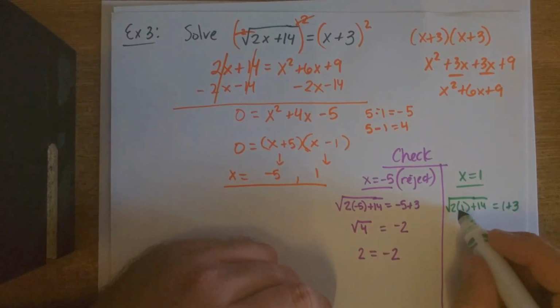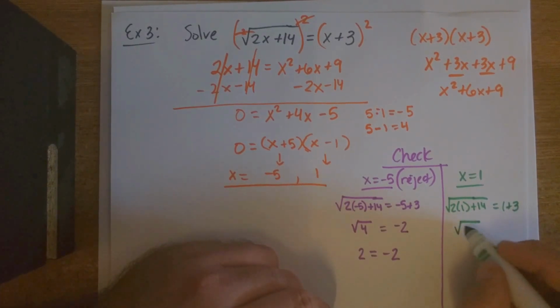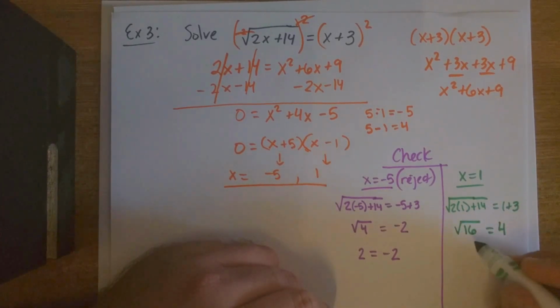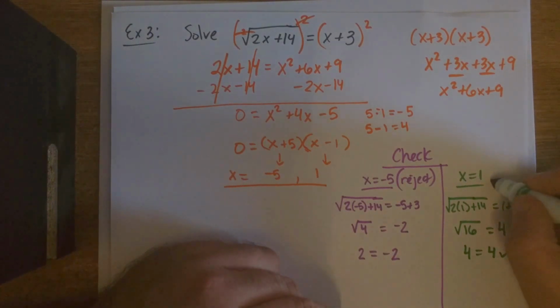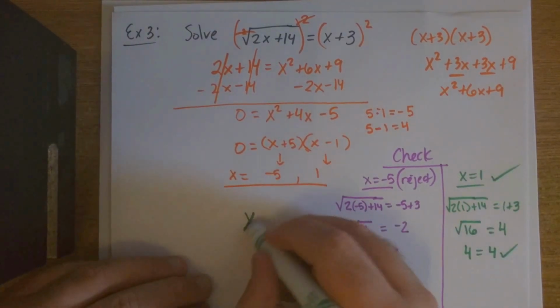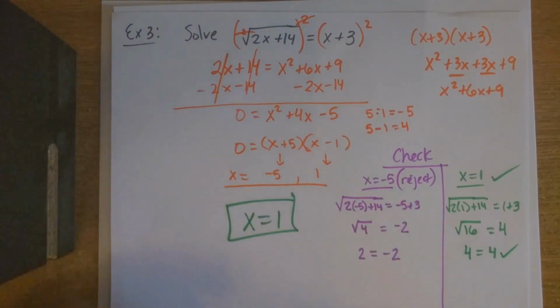So on the inside, 2 times 1 is 2. Plus 14 is 16. So I have the square root of 16. On this side, I have 1 plus 3 is 4. The square root of 16 is 4. And so I have 4 equals 4. Is that true? Oh, all the time it is true. So this is good. And so our solution is x equals 1.